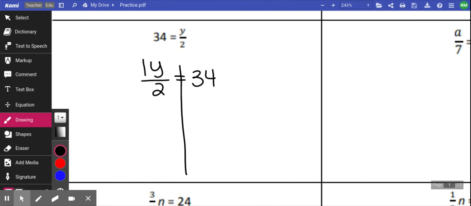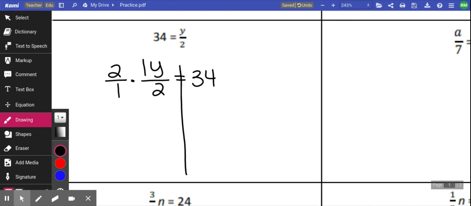Which means we need to multiply by the reciprocal. Yes, perfect. What does reciprocal mean, though? Yeah, flip the numbers around. So we're going to multiply by 2 over 1. Okay? If this was negative, you would keep it negative. So keep the sign, okay? So if this was negative 1 over 2, then we would write negative 2 over 1.